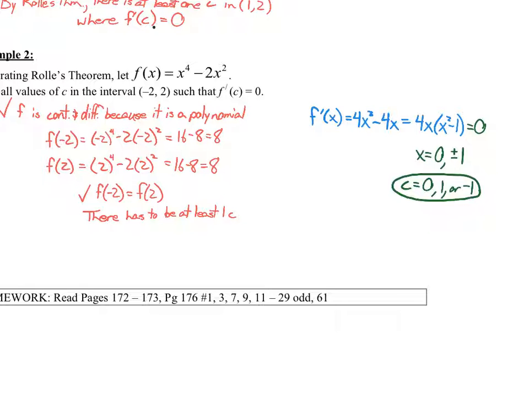So how do you know that all of this is continuous and differentiable? Because it was a parabola, which is a polynomial. So, same thing as this one.